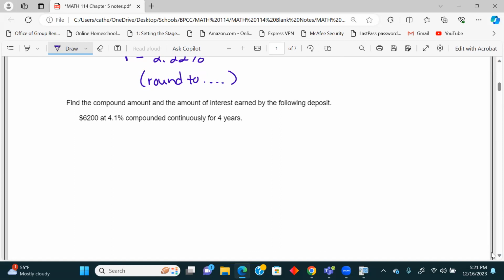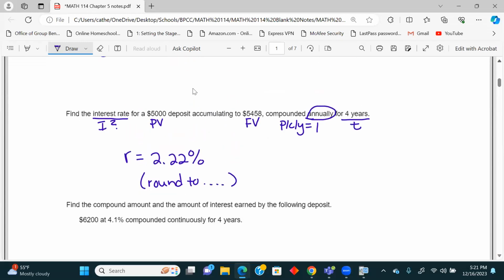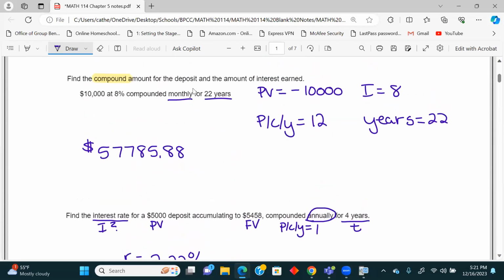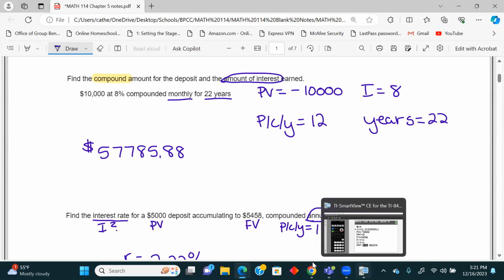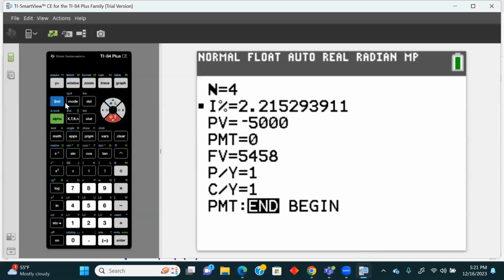All right, find the compound amount and the amount of interest earned by the following deposit. And actually, let's go back up because I missed part of a question. Right. Wow. So this is the compounded amount, and I also want you to find the amount of interest earned. So the original amount, and again, I'm just backtracking, was $10,000, and after 22 years, I had $57,000. So let's go back here.